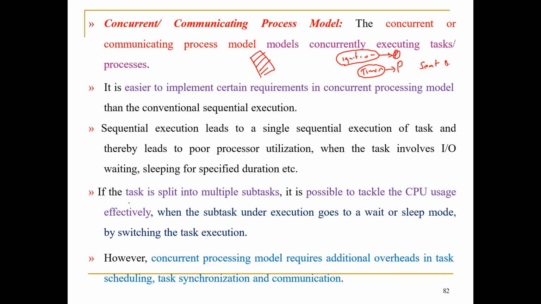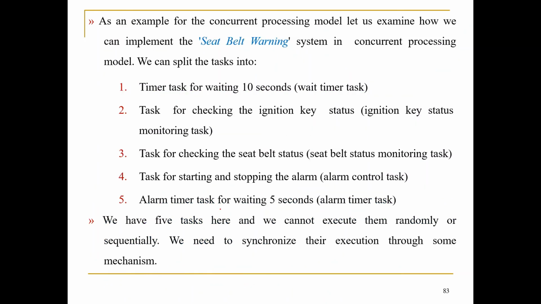See, it's given here. If the task is split into multiple subtasks, it is possible to tackle the CPU usage effectively, by switching the task execution when the subtask under execution goes to wait or sleep mode. Suppose that processor is not checking the ignition on, I can ask that processor to check whether the seat belt has been fastened, or I can ask that processor to check whether the timer has been set. So it normally means that it is concurrent. A single person is going to do the multiple tasks. This is what happens in case of your concurrent processing modeling.